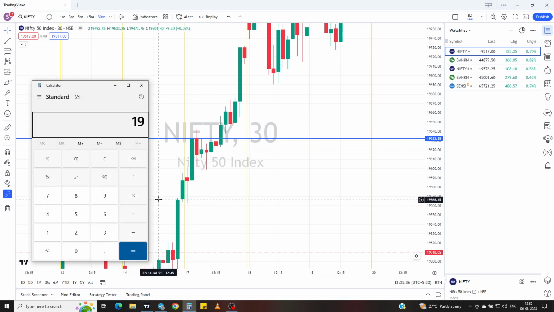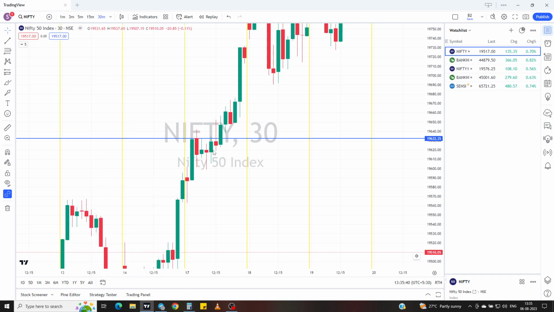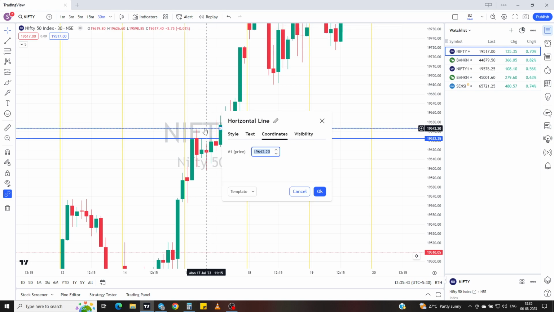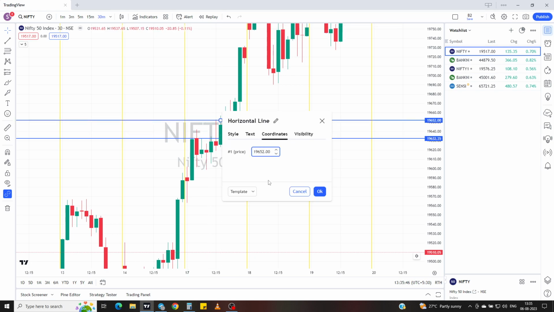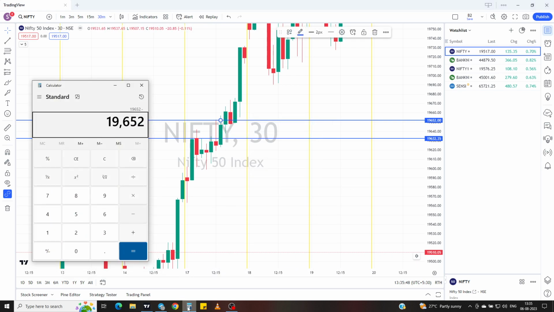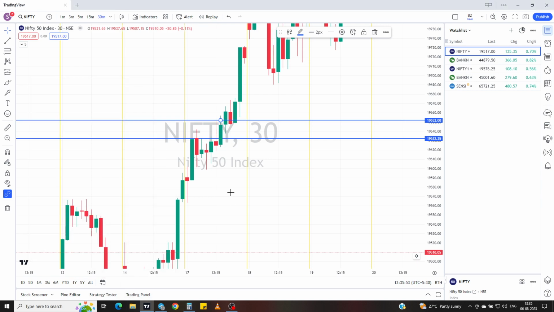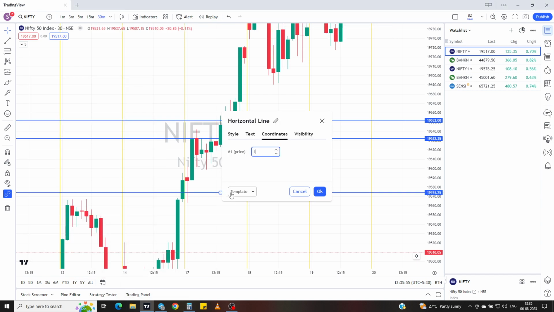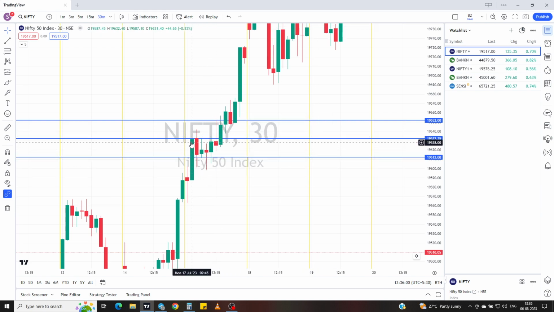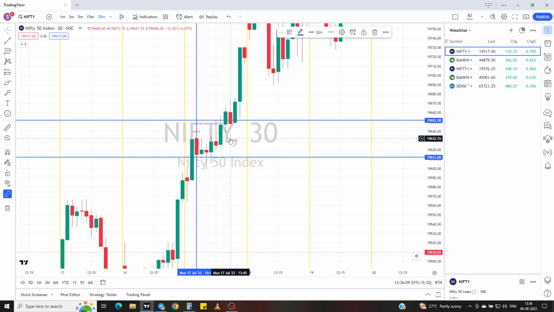That is 19,632 plus 20 points, 19,652. Okay. And again, we are going to see what is the range below, 19,612. So this is the candle that gave the breakout and our entry starts from the next candle. So I am drawing a vertical line here. Let me remove this middle line. This is not needed for us now. So this is on 17th.